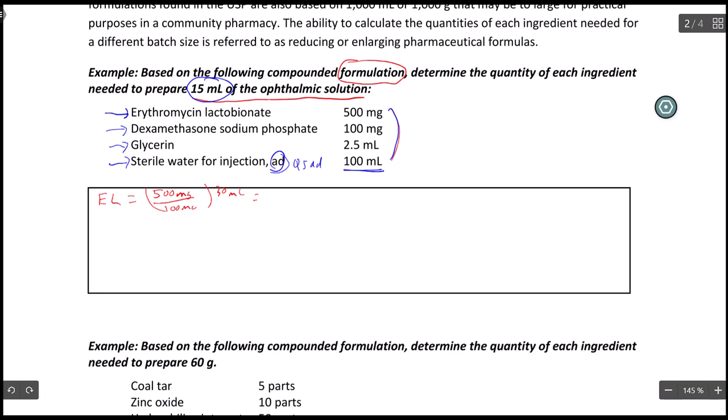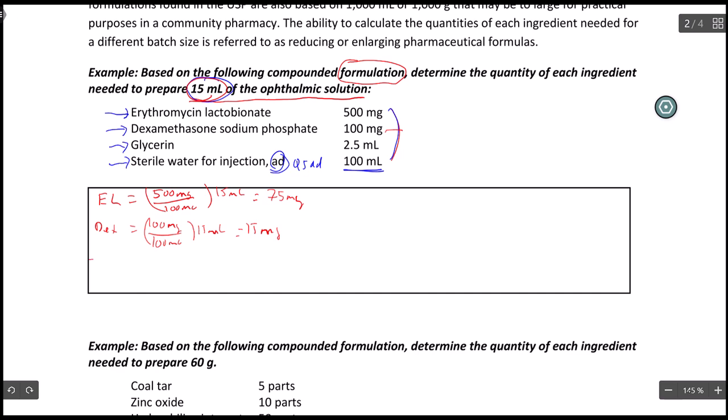Or sorry, 15 mLs, I apologize. We're only going to make 15 mLs right here. So we're only going to make 15 mLs, that would be 75 milligrams. Right? I can also do the dexamethasone. So the dexamethasone is 100 milligrams, as we see here, in 100 mLs. So if we're only going to make 15 mLs, the amount that we would need would be 15 milligrams.